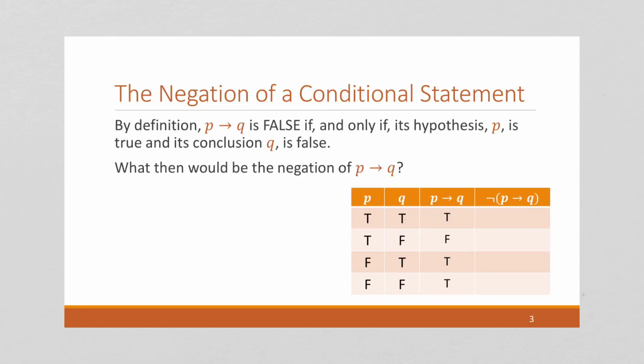So, given this truth table for an implication, what's the negation of that implication going to be? Well, we have our truth table. We can just take the negation, which is the opposite. So where our implication is true, our negation is going to be false. Where our original statement is false, this is going to be true. And then false and false.